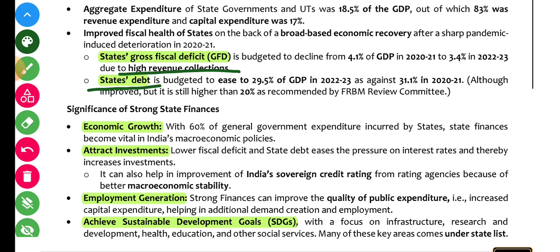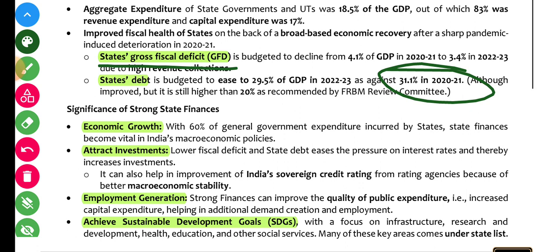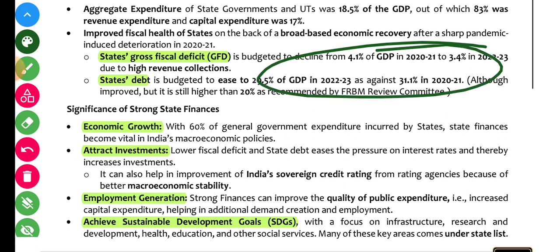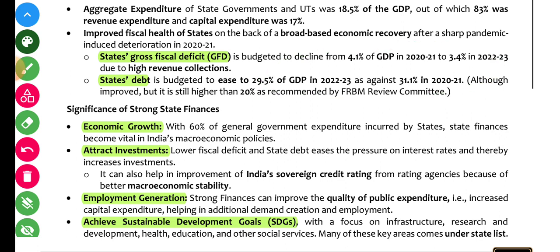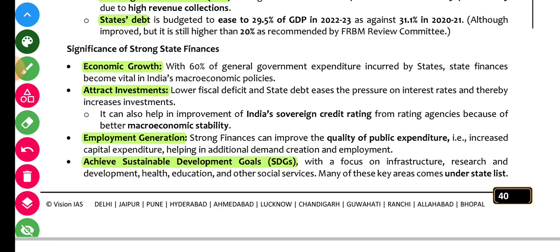State's debt is budgeted to ease to 29.5% of GDP in 2022-23 as against 31 percent. So state debt has decreased. Okay, and state's gross fiscal deficit has also decreased. So you can remember easily. Not mug up these data facts. Okay. So what is the significance of strong state finances?